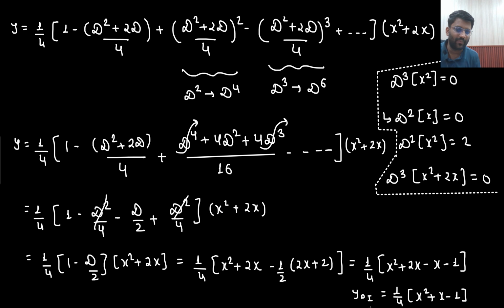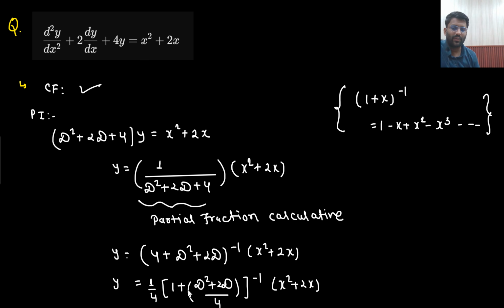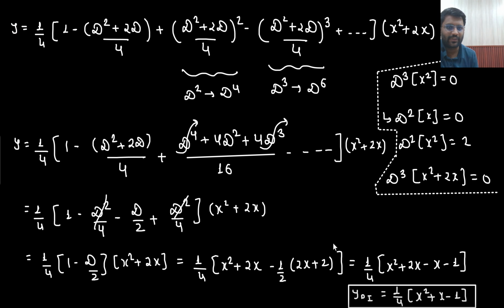I know, sir, it is a lengthy process, sir, how will we do it in the examination? It is what it is. You will have to think this much. Till this point, it is very straightforward, sir. 4 I will take outside. 1 by 4, 1 plus d square by 2d by 4. That is also very straightforward. Power minus 1. This is also straightforward. Then also you know that, sir, this expression you will be able to write down.